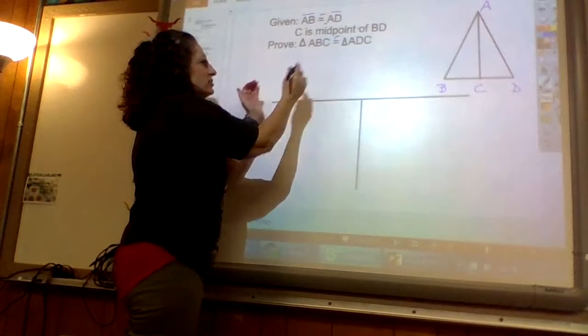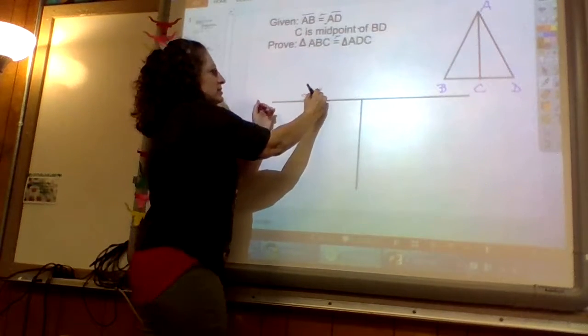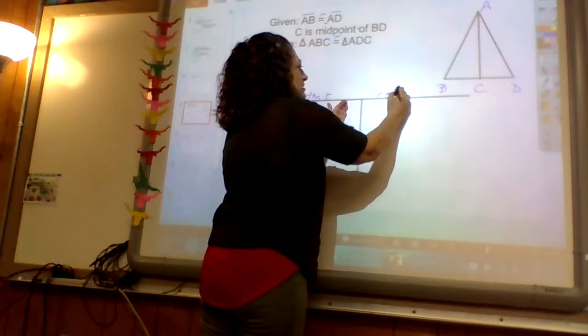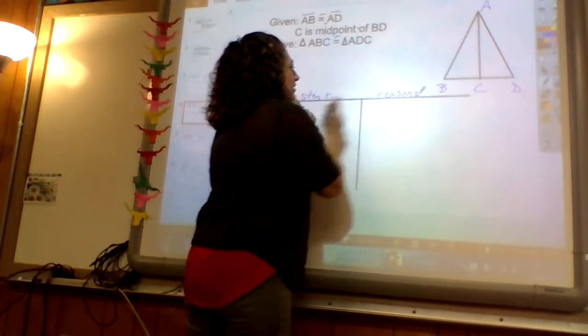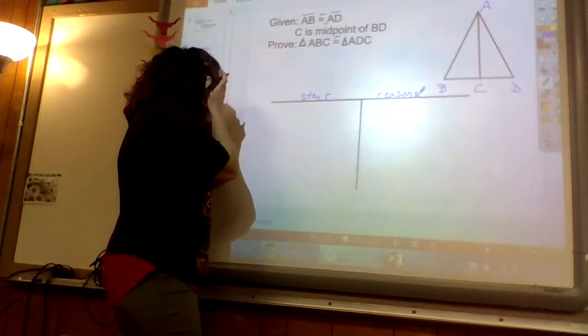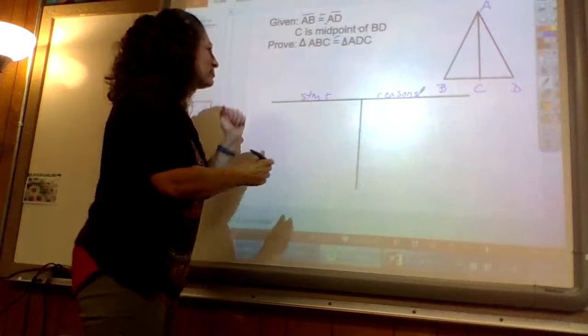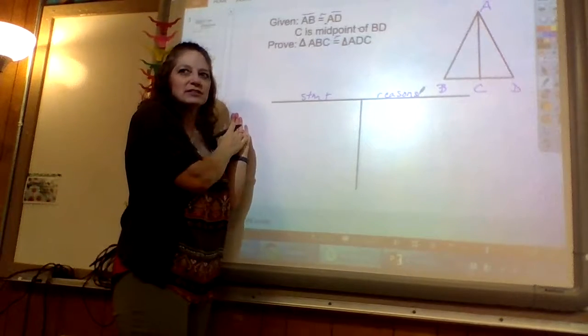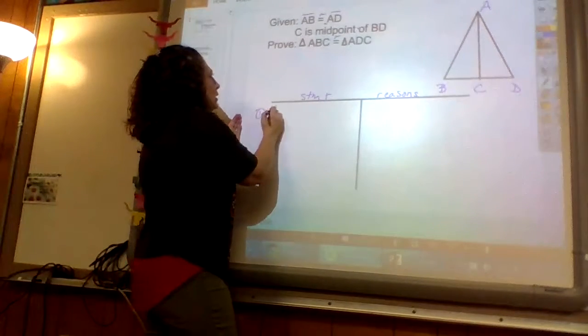On the left side, congruence. On the right, statements, and right side, reasons. My first thing that I put into my proof is Given. Good job, Tyler.